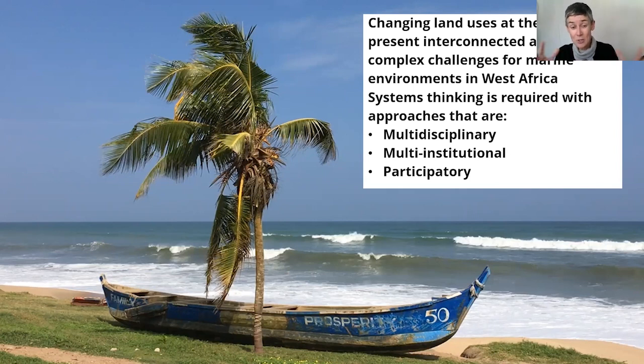And just to end on a bright note, these three aspects of multidisciplinarity, multi-institutional, and participatory are part of a framework that we are introducing in the region around sustainable governance of coastal lagoons, of coastal areas in West Africa. So I tried to do that as quickly as possible, a quick whiz around. Hopefully you got the essence of what land use changes in West Africa are meaning for the coastal and marine environments in the region.